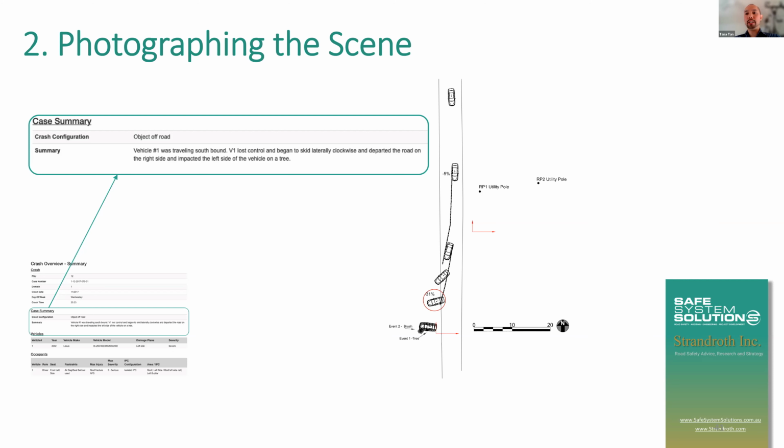This is why it's really important to identify the vehicle that you're in or observing from, and everything is in relation to that vehicle. And it impacted the left side of the vehicle on a tree. Again, the reference point is the vehicle, and this vehicle impacted its left-hand side against a tree. So that's the background to this, and let's go through the photographs themselves.